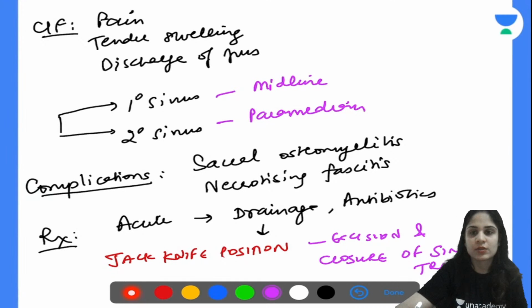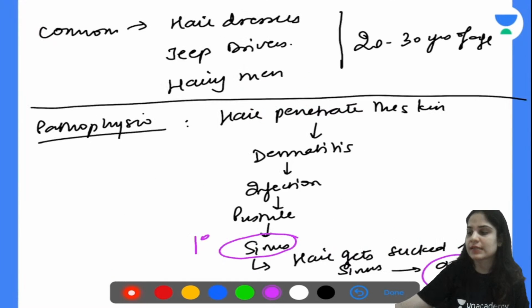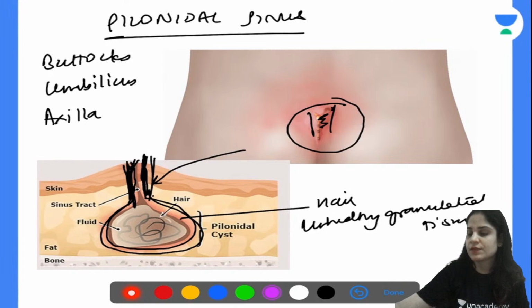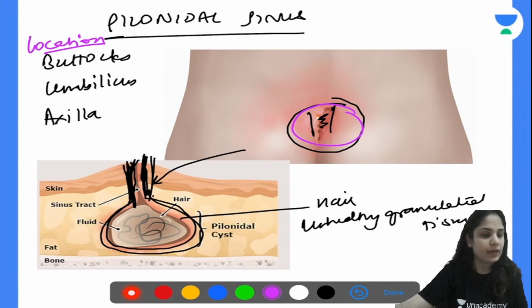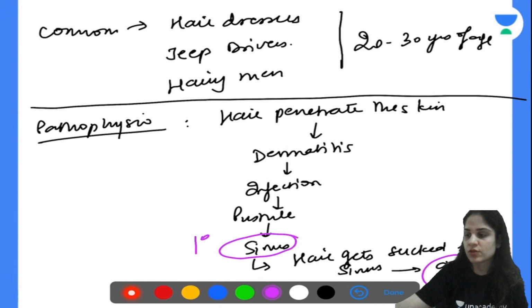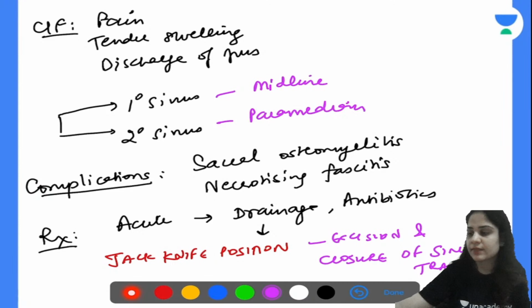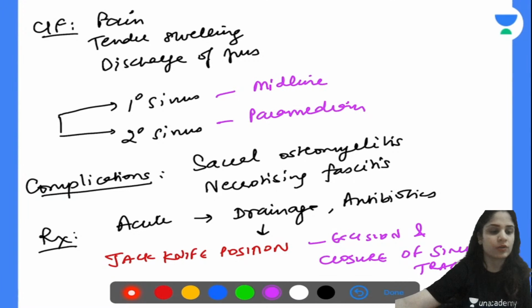All right. So this is everything about pilonidal sinus that you need to know. So we've seen the location where the pilonidal sinus is. Then we've seen this area where it is present. How does it look like? What is the micro picture of pilonidal sinus? What is the pathophysiology, in whom it is common? What are the clinical features, complications, and the treatment of pilonidal sinus?